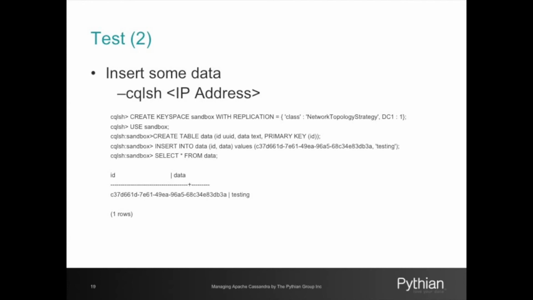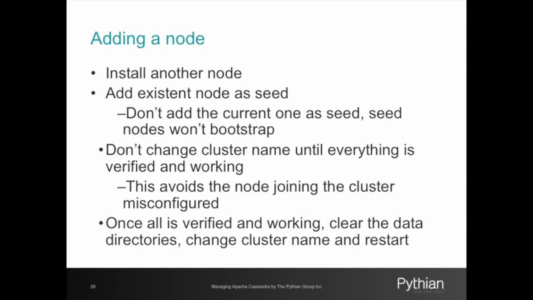Then just switch to that keyspace, create a table, insert some data into it, and then you select the data and you should get this result. This should mean that, okay, this node is fine, you can read and write data to it. So now, okay, your node is fine. Let's go add another node.